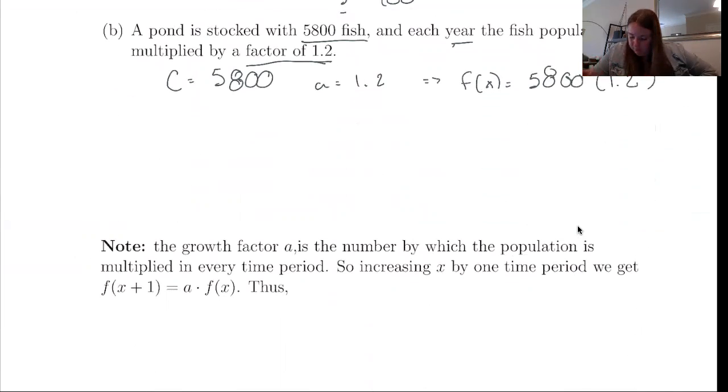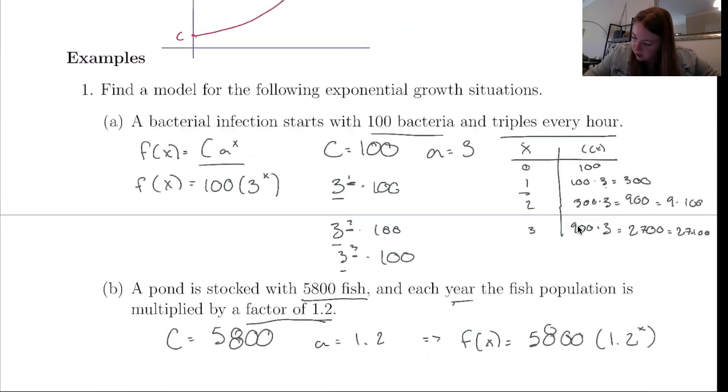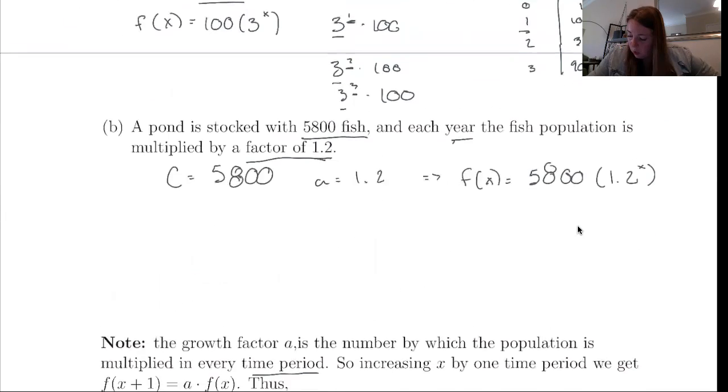So the growth factor, which is A, is the number by which the population is multiplied each time period. And I'm really sticking on that time period. I really just want to drill into your head that X is a time period. It could be 3 years. It doesn't have to be 1 year, 1 second, 1 minute, something like that. So increasing X by one time period, we get f of X plus 1 equals A times f of X. We saw that up here, when I was figuring out, oh, if it triples every hour, times 3, times 3, times 3, and so on.